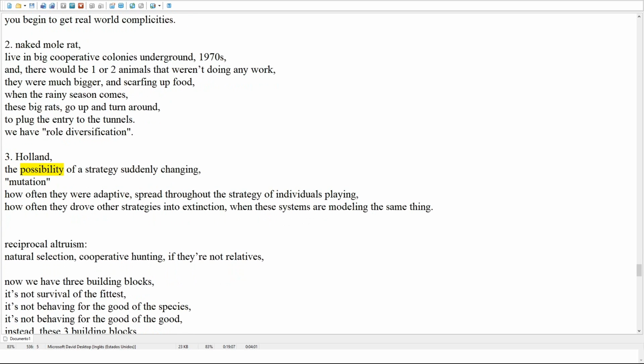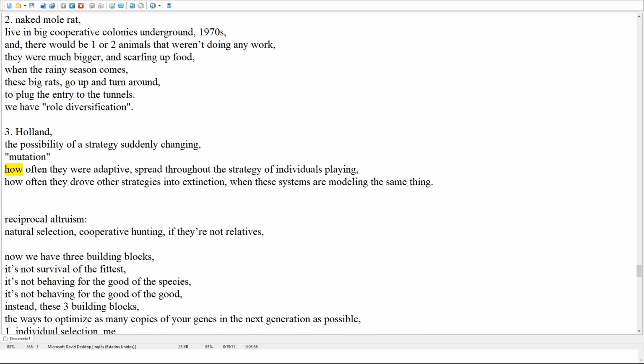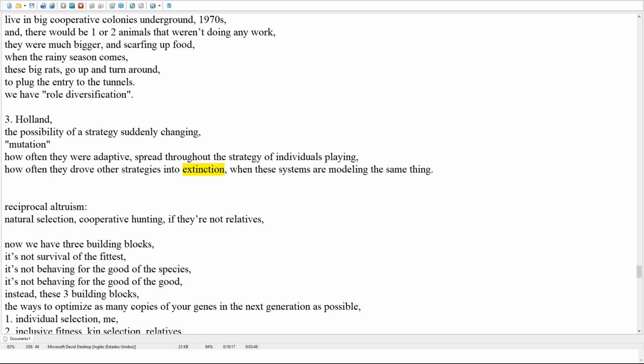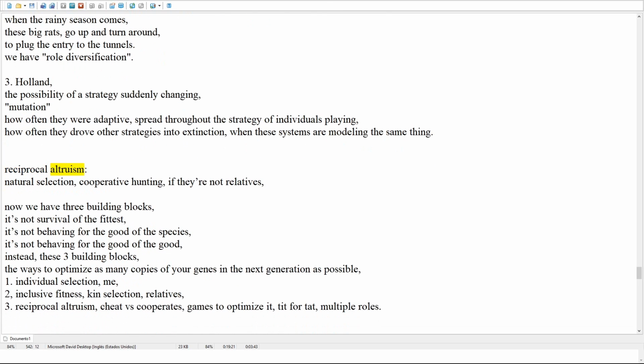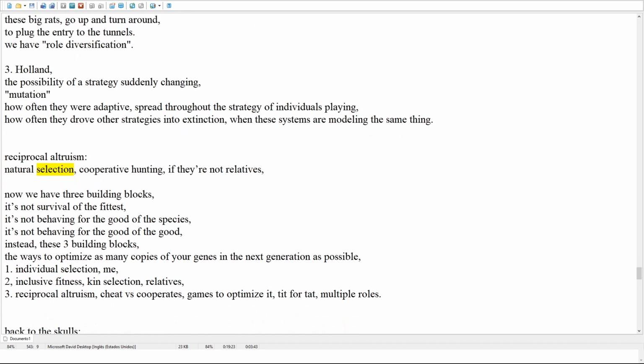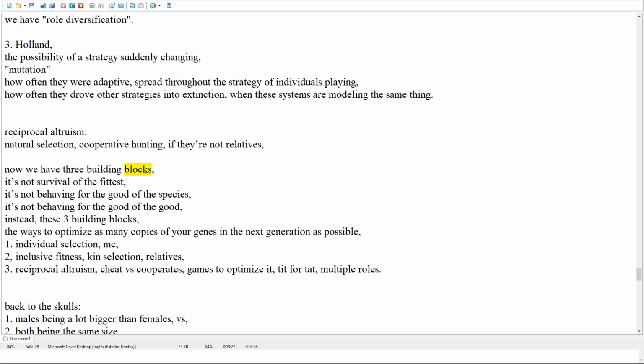3. Holland. The possibility of a strategy suddenly changing. Mutation. How often they were adaptive, spreading throughout the strategies of individuals playing. How often they drove other strategies into extinction, when these systems are modeling the same thing. Reciprocal altruism. Natural selection, cooperative hunting, if they're not relatives. Now we have 3 building blocks.